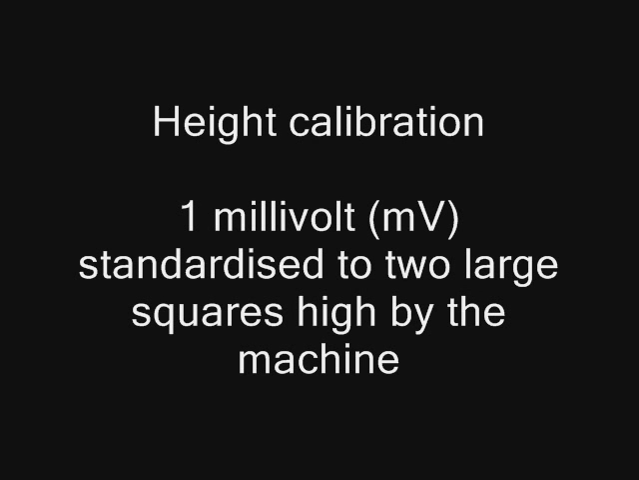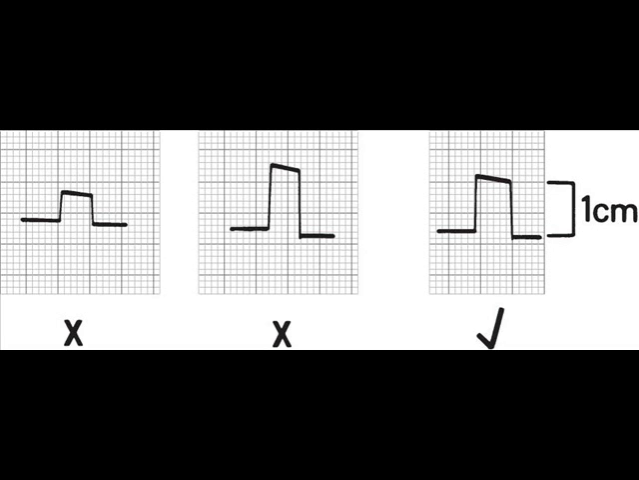In addition is the standardised box calibration to the left, what we could call the height calibration. 1 millivolt of sensed electrical activity is standardised to 2 large squares high, so you must see this correct box calibration on the left of the tracing. So do check these before you start reading the 12-lead ECG or EKG.